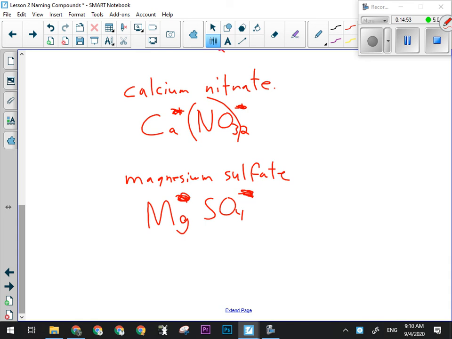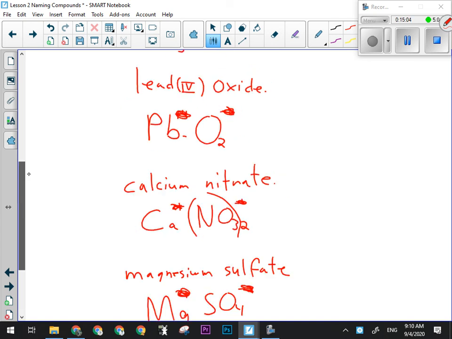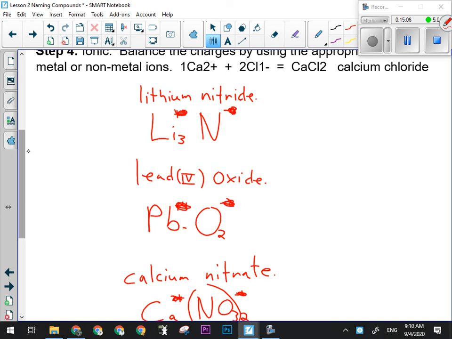So like I said, molecular is really easy, just go with the prefixes. With ionic, you've got a couple of things to remember. When to use brackets when you drop and swap, don't change these numbers. And the Roman numeral tells you the charge. Okay. All right.